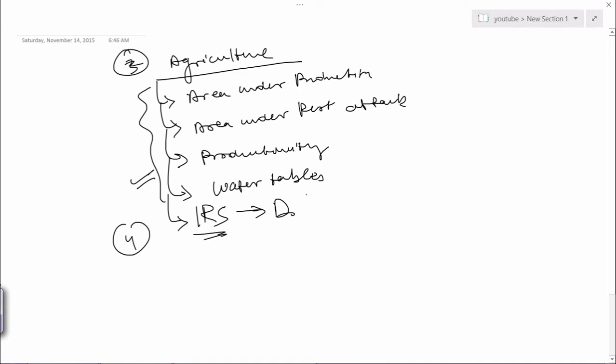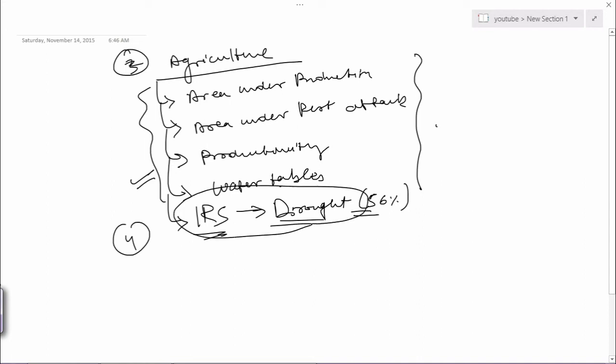The IRS is used for drought. These things can be measured by other instruments as well, but when we look at drought, and I believe 56% of the agricultural area in India is subjected to drought or is prone to drought, it is only IRS that can actually predict drought within a considerable period of time with its onset.